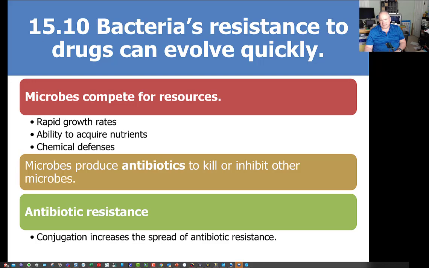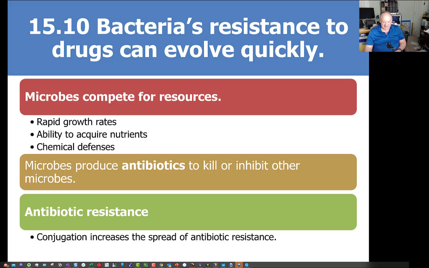Microbes compete for resources, with rapid growth rates. They have to acquire nutrients even if they're growing in you, and they have chemical defenses. They actually produce chemicals that are toxic or can cause cancers for that matter. So we have to be careful and get rid of these things. And where we get a lot of these antibiotics, by the way, as you noticed, was bread mold and yeast. But there are other bacteria that produce substances that we can use as antibiotics. So we're studying those, trying to find new classes of antibiotics to stop this kind of spread that we have right now.